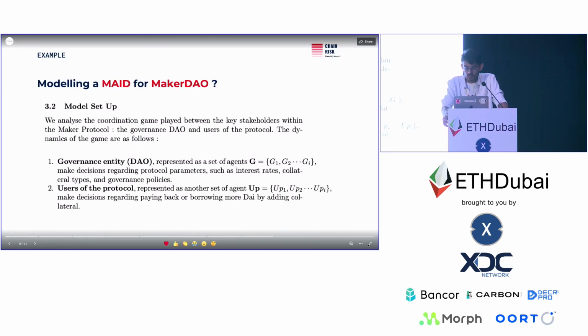So how are we building multi-agent influence diagrams for MakerDAO? If we look at the Maker protocol, there are a lot of governance and user activities going on. So let's say we quantify all the governance DAO as a set of agents, from G1 to, let's say, GN, and similarly the users of the protocol, let's say UP1 to PN.